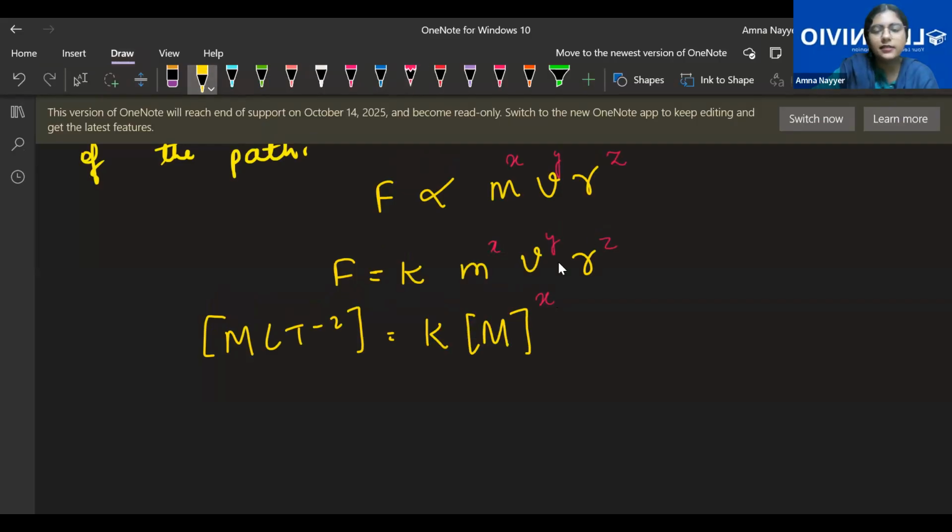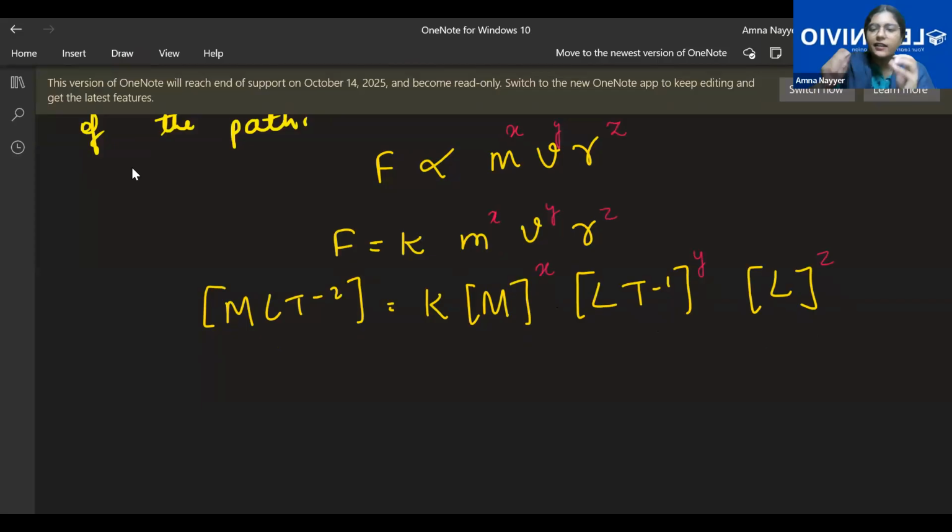M to the power X. Velocity is L, T to the power minus 1, to the power Y. And radius is L to the power Z. What have we done? We have just inserted the dimensional formula of force, of mass, of velocity, of radius. And all these things are already there in the notes. We've already done it last week.